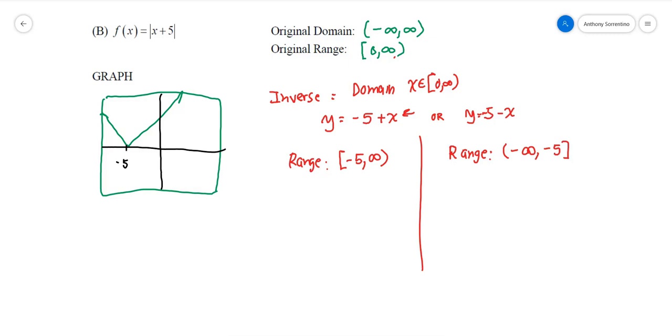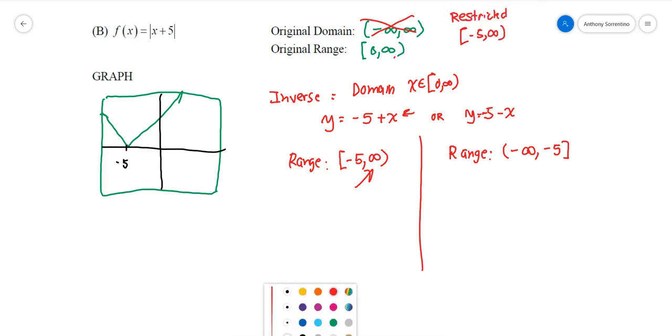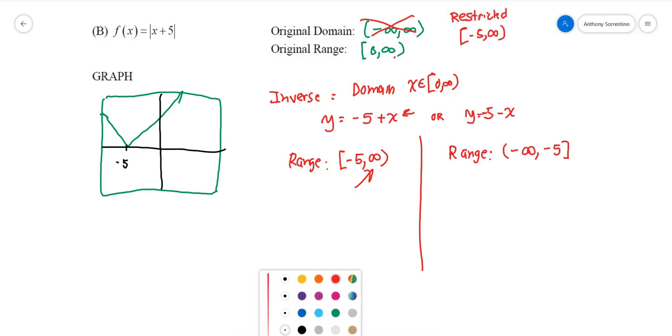One of these two would be the best way to restrict the domain. I'm just going to choose this one here and say, okay, well, the restricted domain to make this 1-to-1 would be -5 to infinity. Because again, what I would be considering at that point is just this portion of the graph. The other portion I'd be ignoring, and if that's all the graph I'm considering, that is passing the horizontal line test.